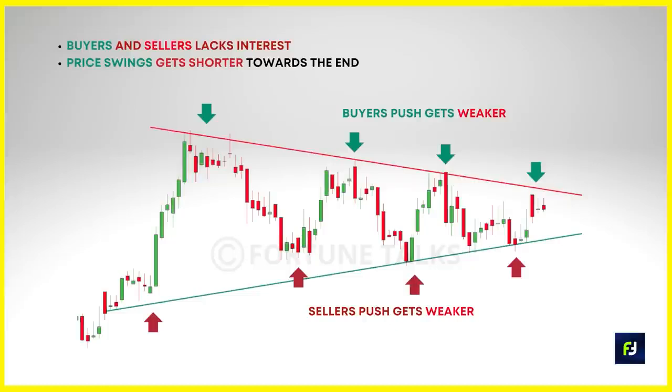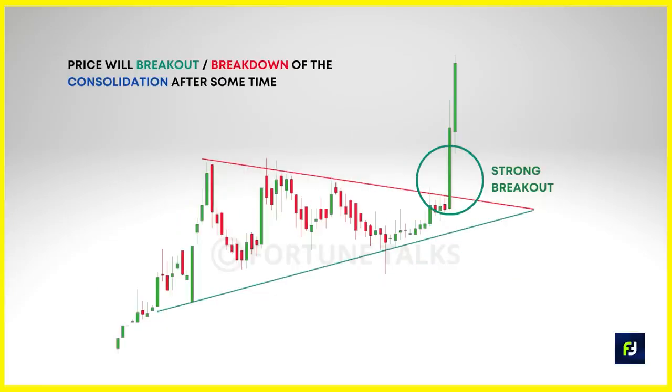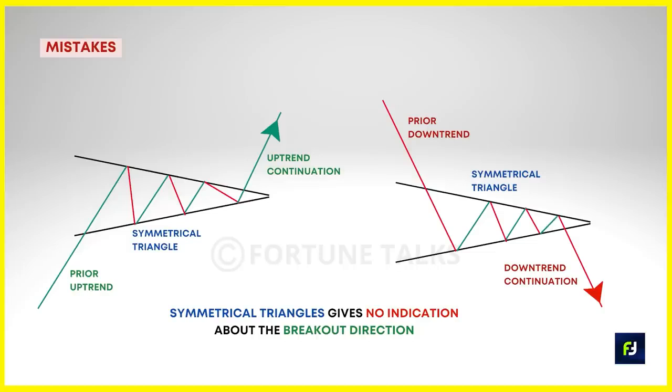The beauty of volatility contraction is that price cannot be squeezed forever. At some point, it must break out, and when it happens, it offers tremendous returns. Now, I have seen many experts believe that if a stock is rallying before the formation of a symmetrical triangle, it will eventually break out to the upside.